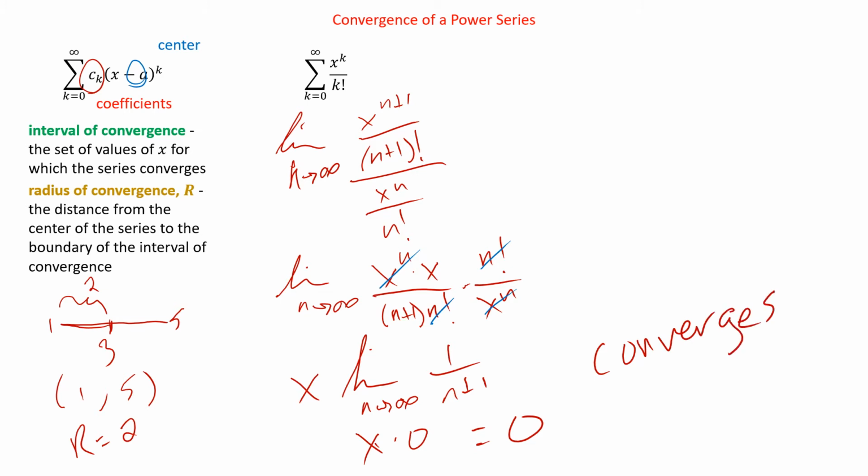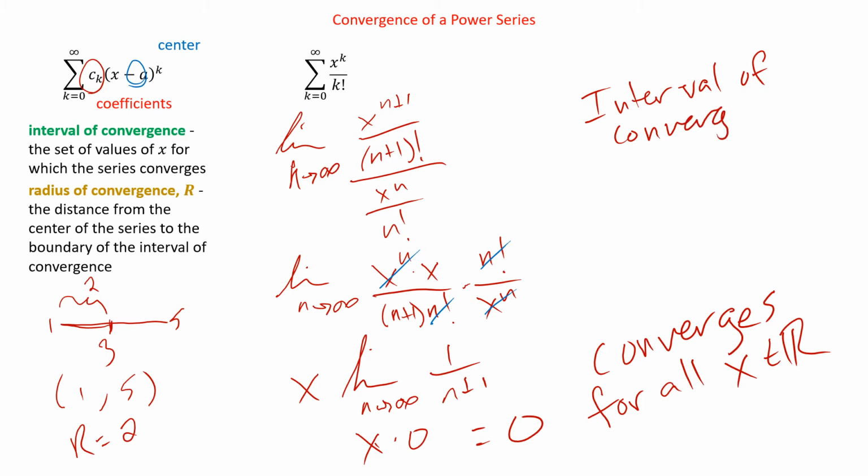And not only does it converge, it doesn't matter what x equals. So that means it converges for all x. Well, real numbers that are x. We couldn't possibly have x as infinity or anything, but that does mean the interval of convergence is negative infinity to infinity, and the radius of convergence is infinite. It just means it works for all x.